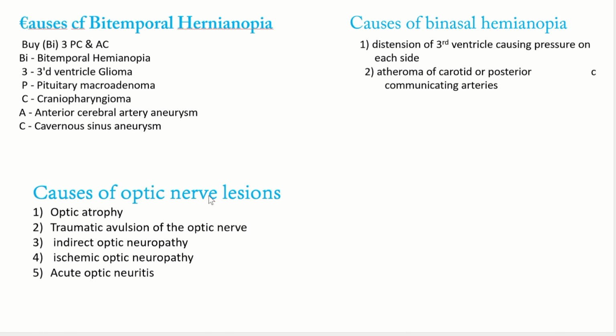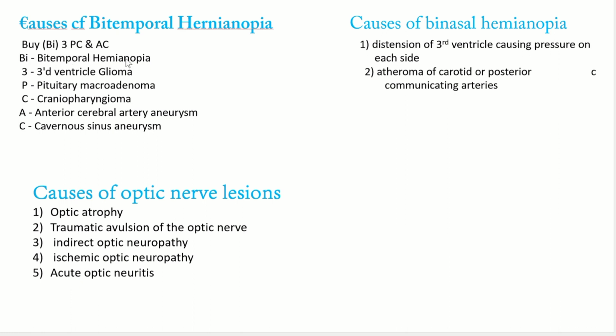Usually the optic nerve lesions will be optic atrophy, very easy, optic neuropathy, acute optic neuritis, traumatic avulsion of the optic nerve. It's not very important, it will not be asked, but you have to remember a few of the causes. And for causes of bitemporal hemianopia, there is BI, 3 PC and AC.